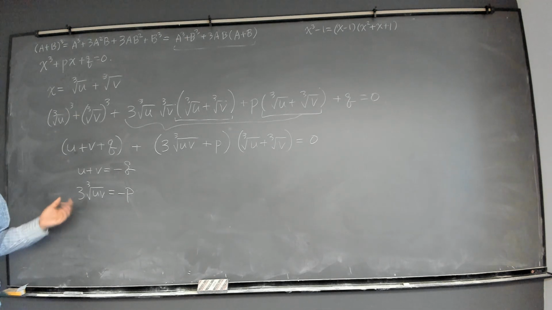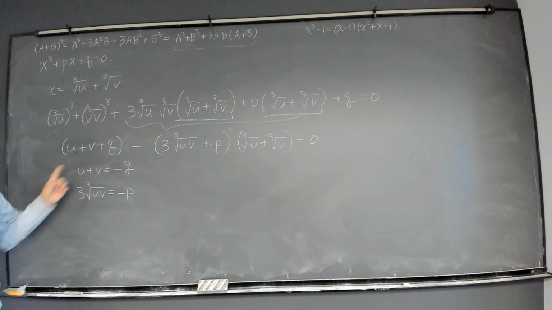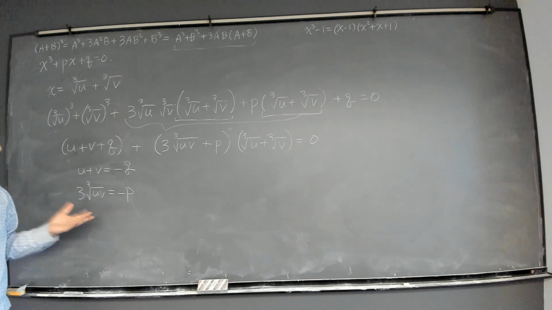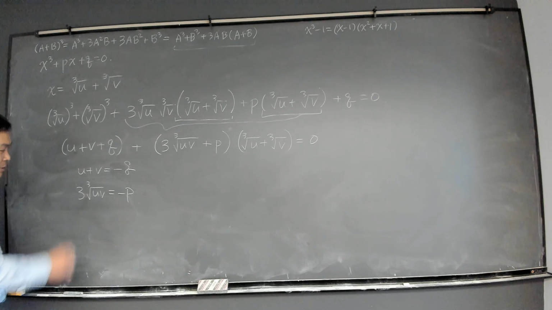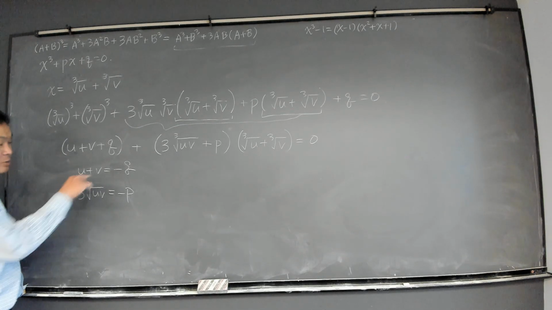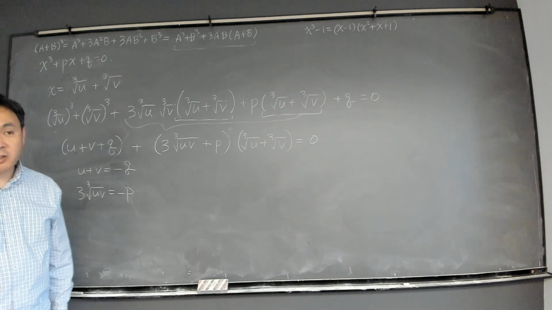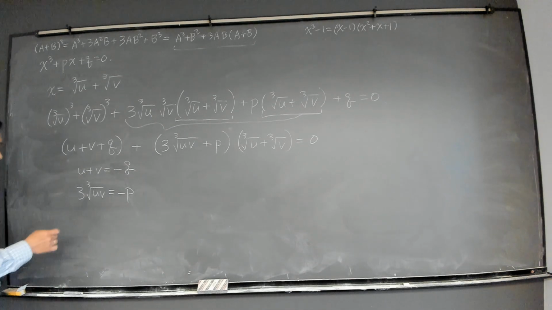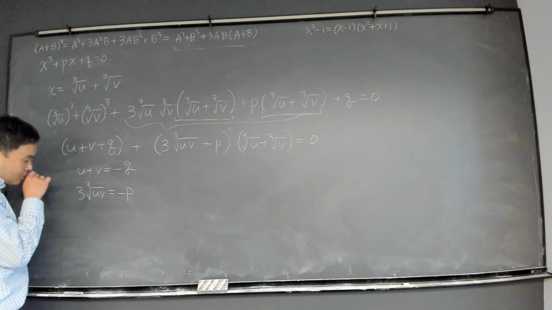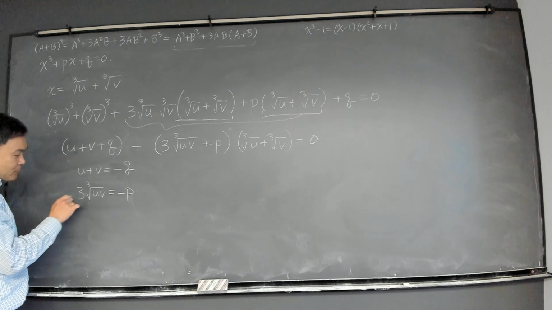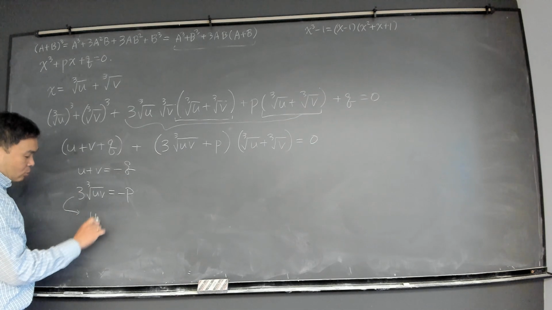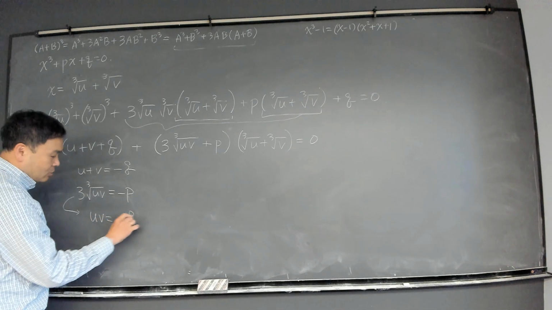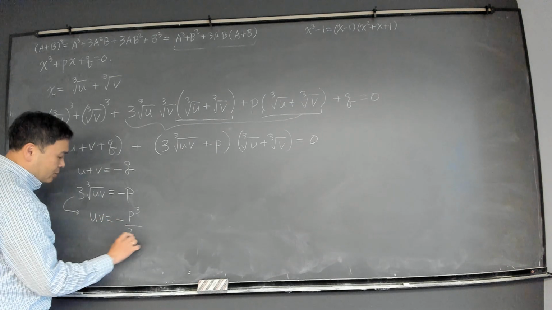And the answer is yes, because we have two unknowns and two equations. So that means we can find such u and v. And moreover, this is nice because these are what's known as the elementary symmetric polynomials, and there's something called Vieta's formula. Just look it up. If you divide by 3 and take the cube, you get uv equals negative p cubed over 27.